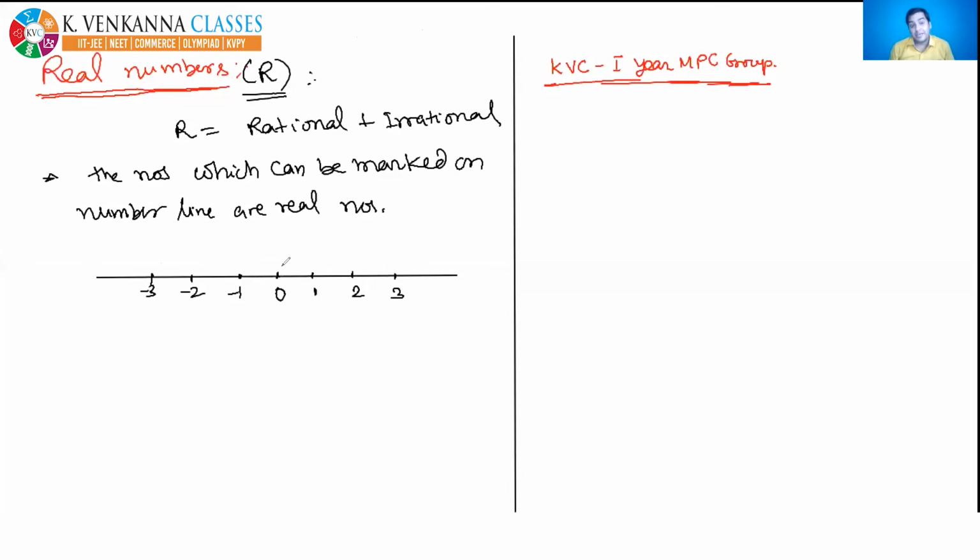Do you know all rational and irrational numbers can be marked on the number line? You may have studied it in class 9th or 10th, but right now you don't need to prove it. Just you must know this. That's all about real numbers. Now we move to the next number.